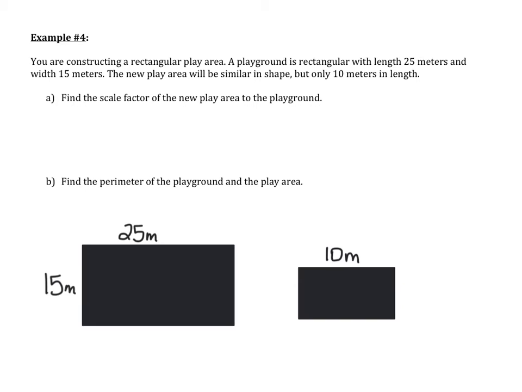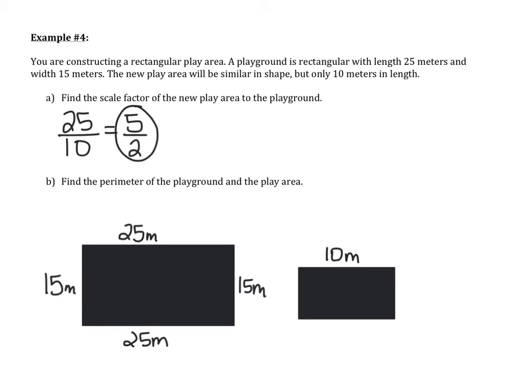So again, for part A, find the scale factor of the new play area to the playground. Since we only have this side and this side to correspond to each other, the scale factor would be found by taking the 25 and putting it over the 10. Since 5 is the biggest number that goes into both of those, the scale factor would be 5/2. For part B, it says find the perimeter of the playground and the play area. That would be pretty easy. We know that for the old playground, if it is 25 up here, it'll be 25 down here. And if it's 15 over here, it'll be 15 over there.